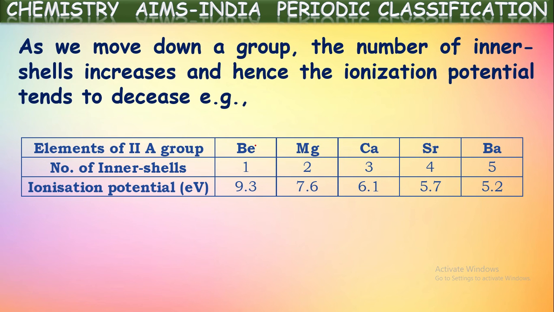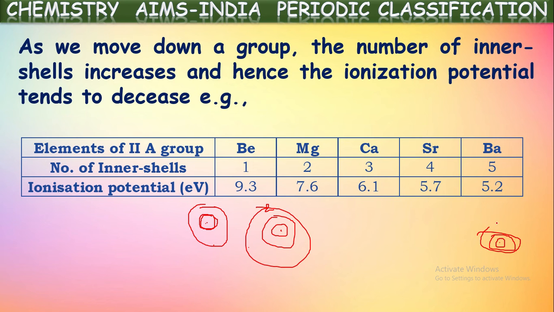Now, for beryllium, the configuration can be shown like this. It has only one inner shell, isn't it? First shell only. In the second shell, there are two electrons. So the shielding effect will be somewhat less here. If you see for magnesium, there are totally three shells, isn't it? The two electrons are there in the outermost shell. In between the nucleus and these outermost two electrons, there are two shells. So shielding effect will be a little greater than that of beryllium. If you see for calcium, there will be three inner shells. If you see for barium, there will be five inner shells.